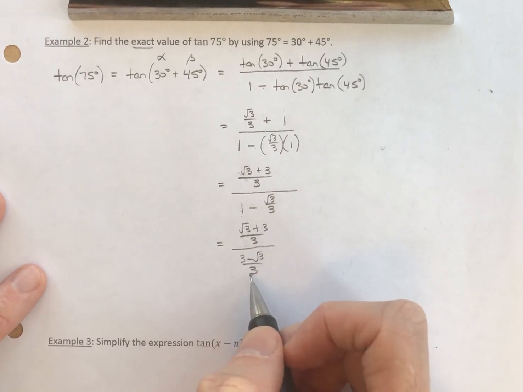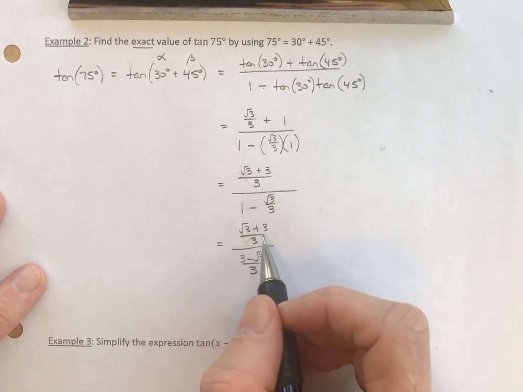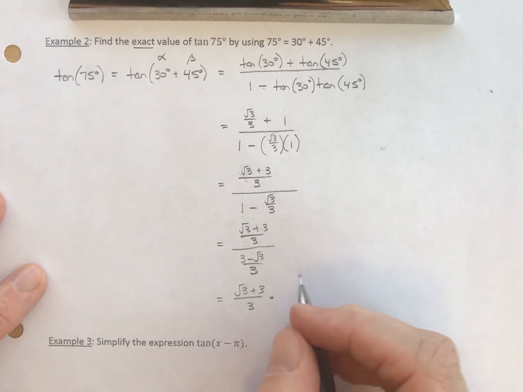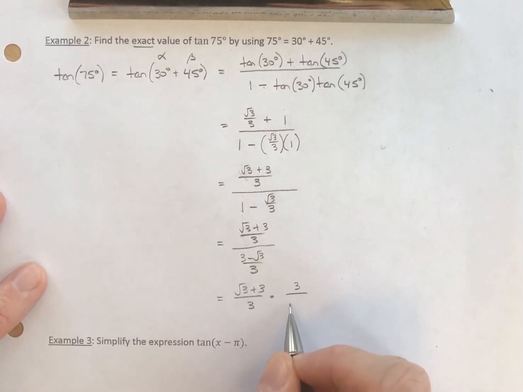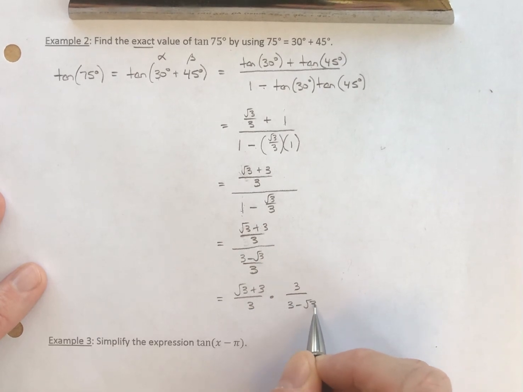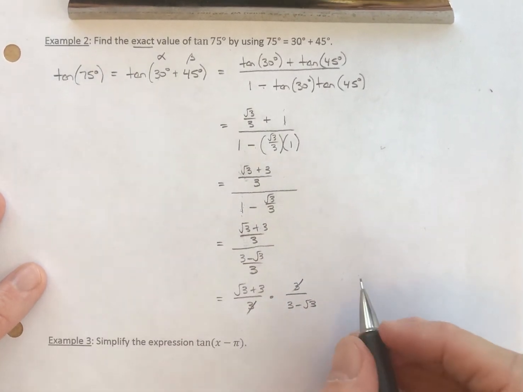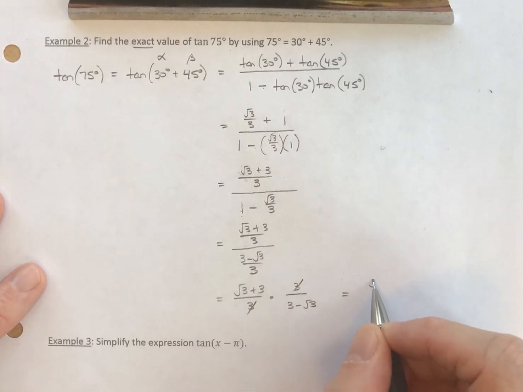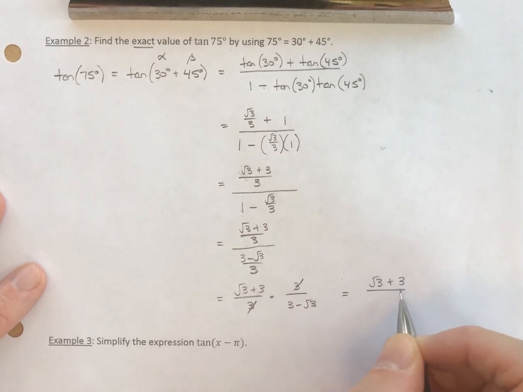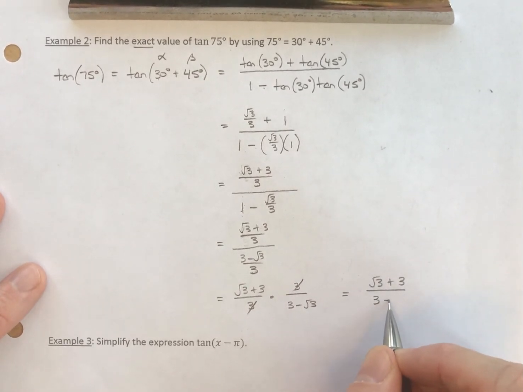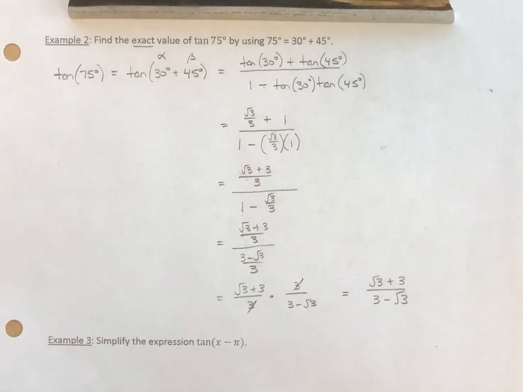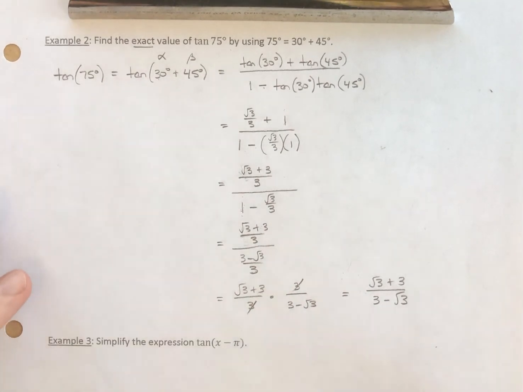This is a complex or a compound fraction. I divide by multiplying by the reciprocal. So root 3 plus 3 over 3 times the reciprocal, which is 3 over 3 minus root 3. Well, those 3s cancel because they're a common factor. The answer is root 3 plus 3 in the numerator divided by 3 minus root 3 in the denominator. So we did a little bit of algebra practice there, a little number manipulation practice there.